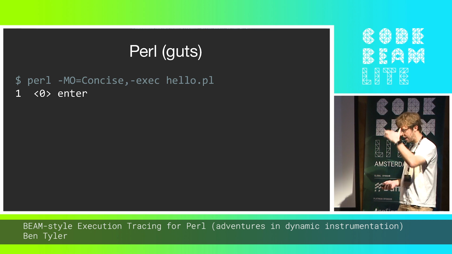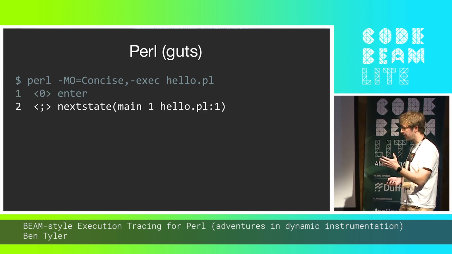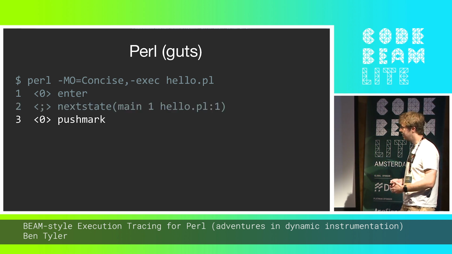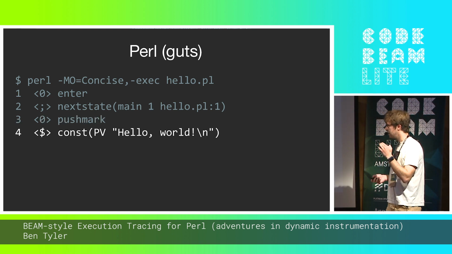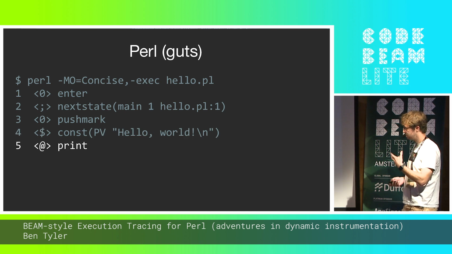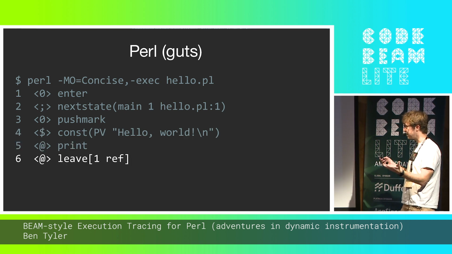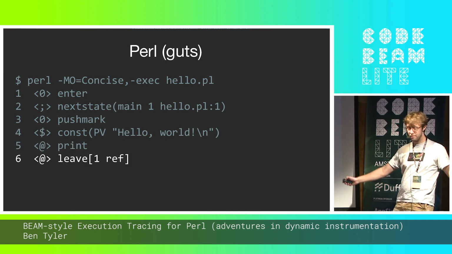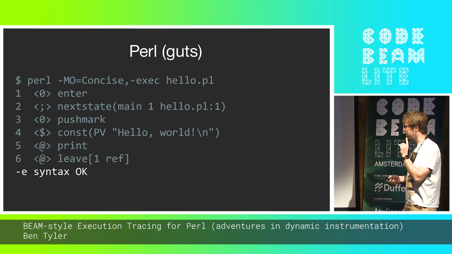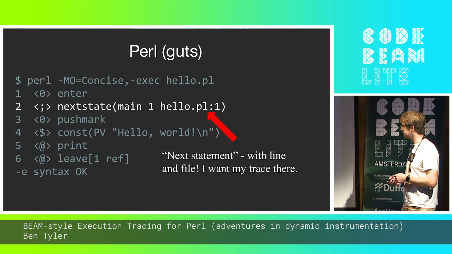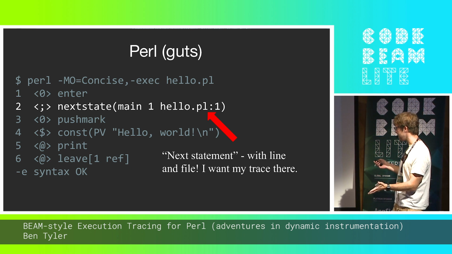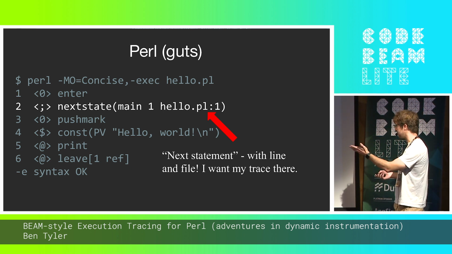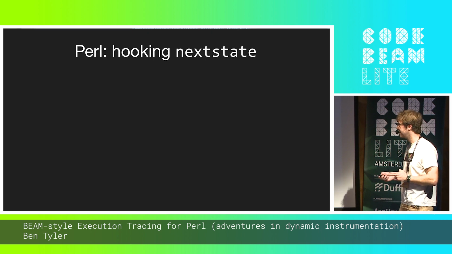Opcode number 1, enter a new scope. Cool. Opcode number 2, nextstate, so move on to the next statement. This is basically the semicolon operator. Push mark: Perl is a stack-based interpreter, so I need to record where I am in the stack. I create a new constant for hello world. I print whatever's on the stack, and then I leave the scope. That's the whole program, right? Nothing crazy. So this nextstate thing looks pretty interesting for what I might want to do. I've got a file, I've got a line. I think I can work with that.